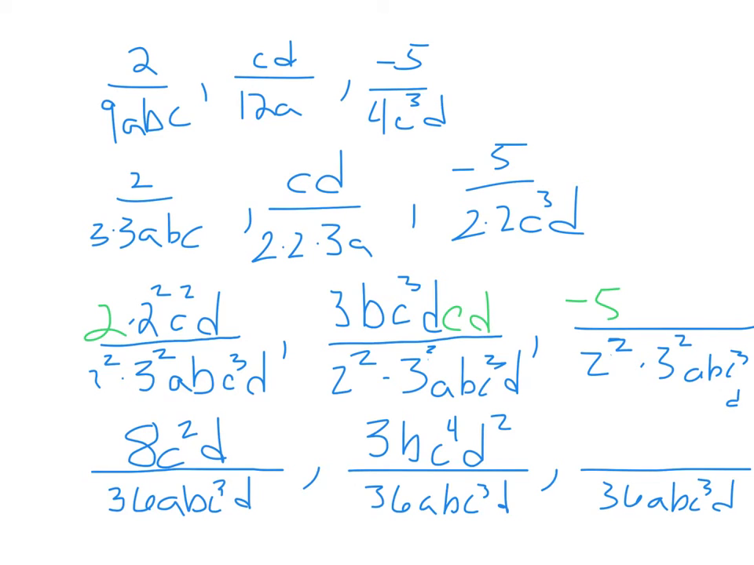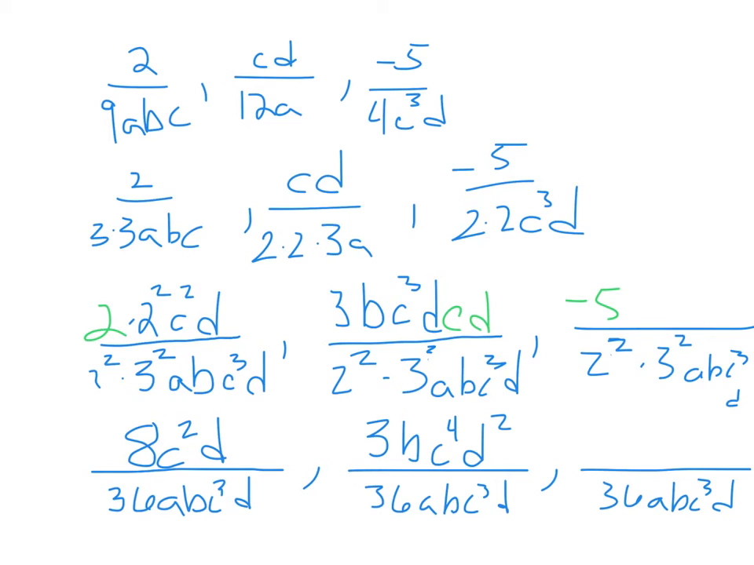Not C to the fourth, right? Or am I using 3 C's? Well, okay, so we had to put in 3 more C's, but there was already a C in the original numerator. And so now it's C to the fourth. Is that okay?